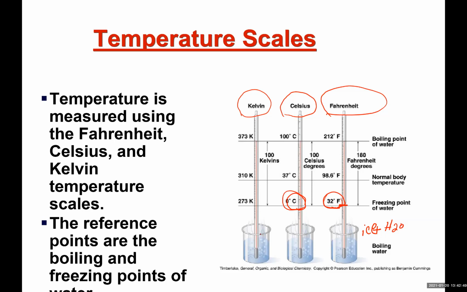if I place this thermometer in mixture of ice and water here, the freezing point where the mercury stands, freezing point of water is 273. So do you see 273 Kelvin, 0 Celsius, and 32 degrees of Fahrenheit? They're all equal. They're all showing freezing point of water.